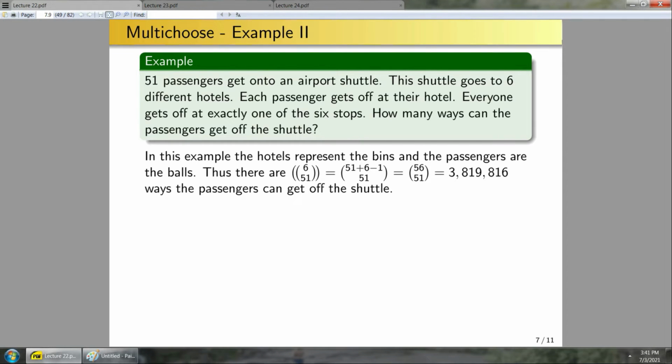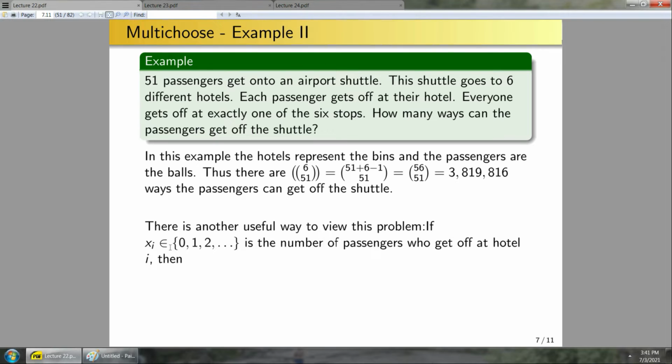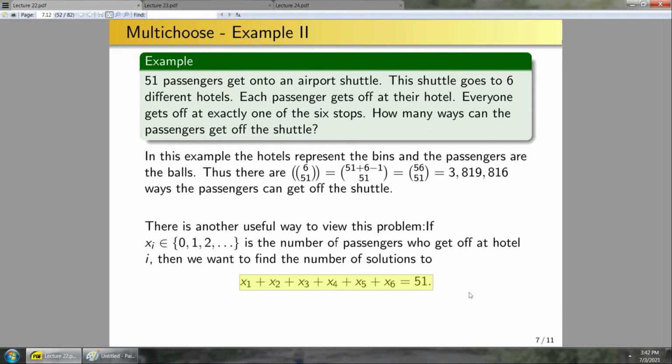Now there is another useful way to restructure this problem, and this new way that I'm going to introduce right now is very useful to solve a lot of the problems that I will be giving you. If x_i, which is 0, 1, 2, and so on, is the number of passengers who get off at hotel i, then I can restructure this problem as wanting to find the number of solutions to this linear equation here. These types of problems come up all over the place in probability and in counting, and you'll see a couple of examples in your homework assignment.